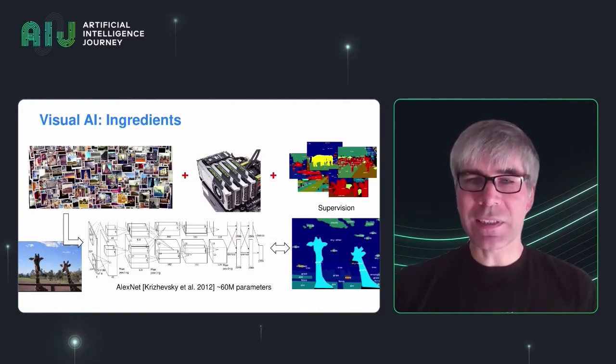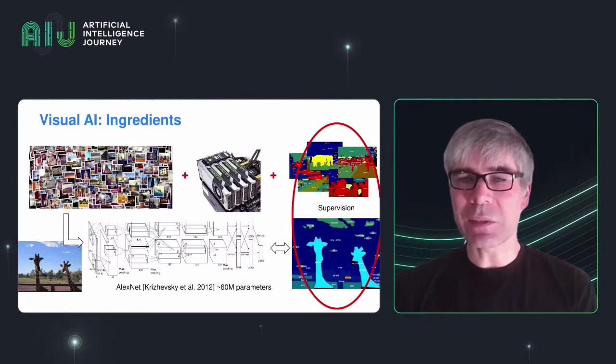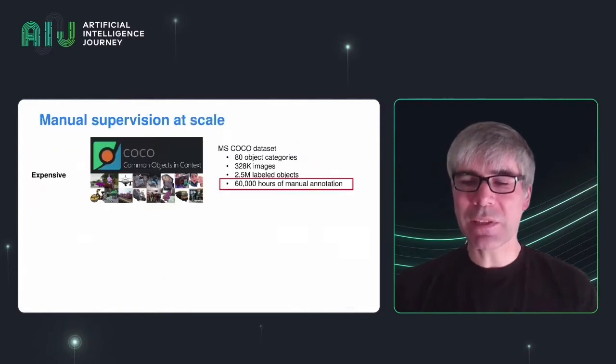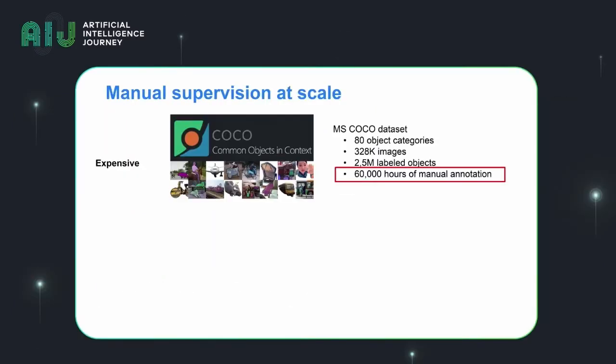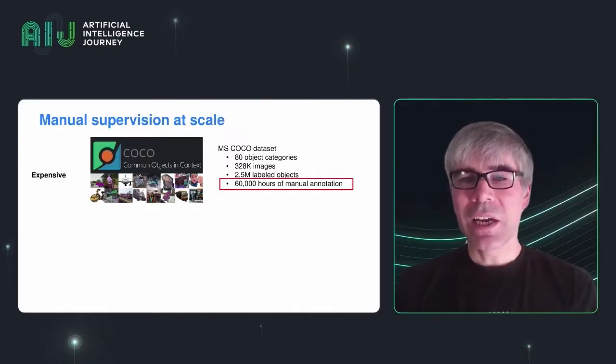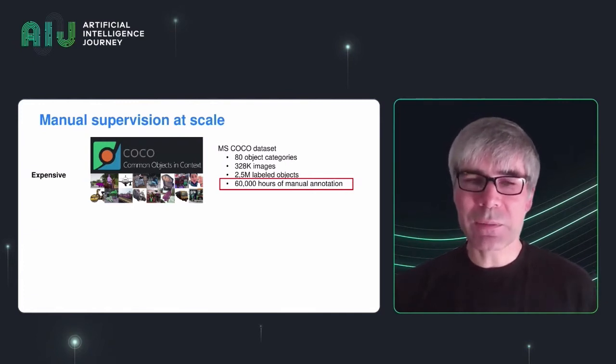So supervision is, for example, here on the right, you see images annotated by regions of objects, and you can imagine that such supervision is quite expensive. Indeed, to construct a sufficient data set to train neural networks, we need lots of labeled images, which is currently what works the best, so-called supervised learning. For example, the MS-COCO data set has annotation for 80 object categories, around 300,000 images, and 2.5 million labeled objects. And these took about 60,000 human hours to annotate, which is a lot of work.